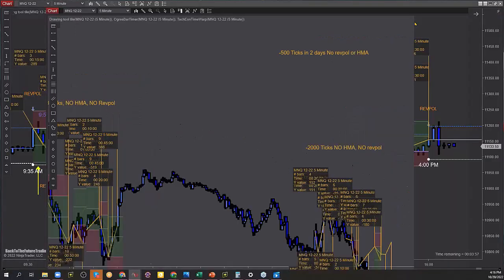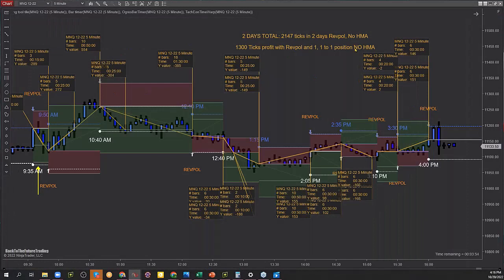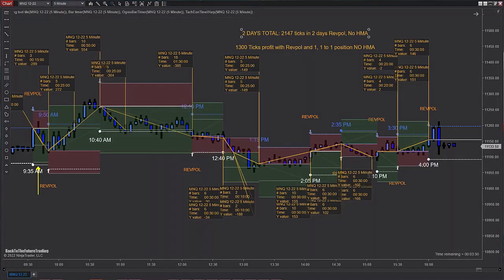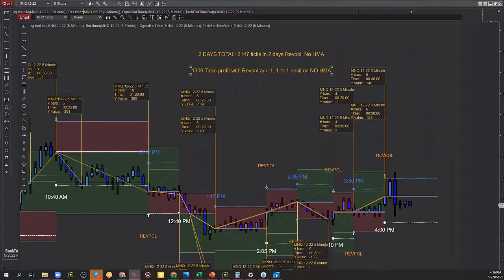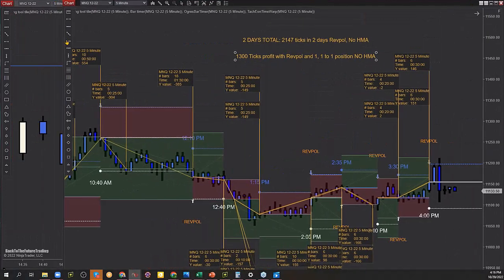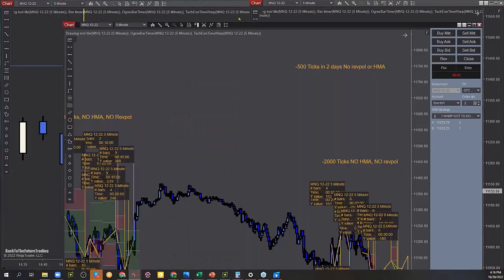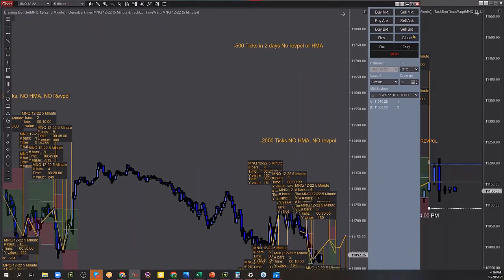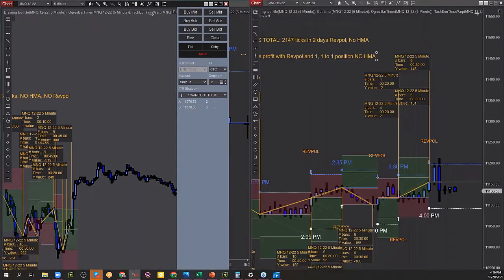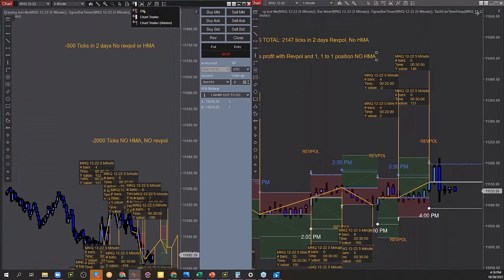However, then you compare that with using reverse polarity on the 5-minute chart, 2 days total, 2,147 ticks versus 2 days total minus 500 ticks. So we went from minus 2,000. Let's put them side by side. Check this out. And I'll get rid of TachEon.